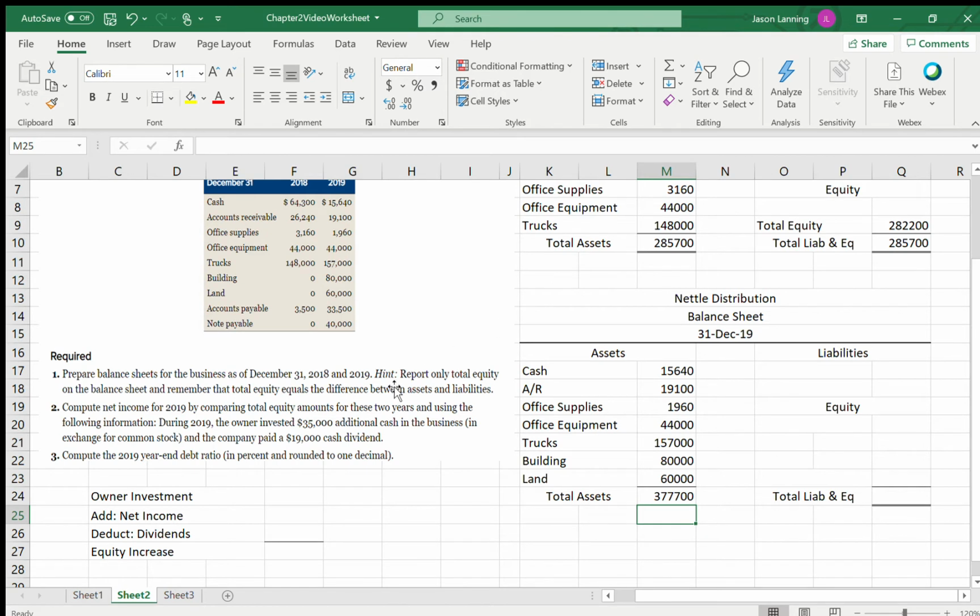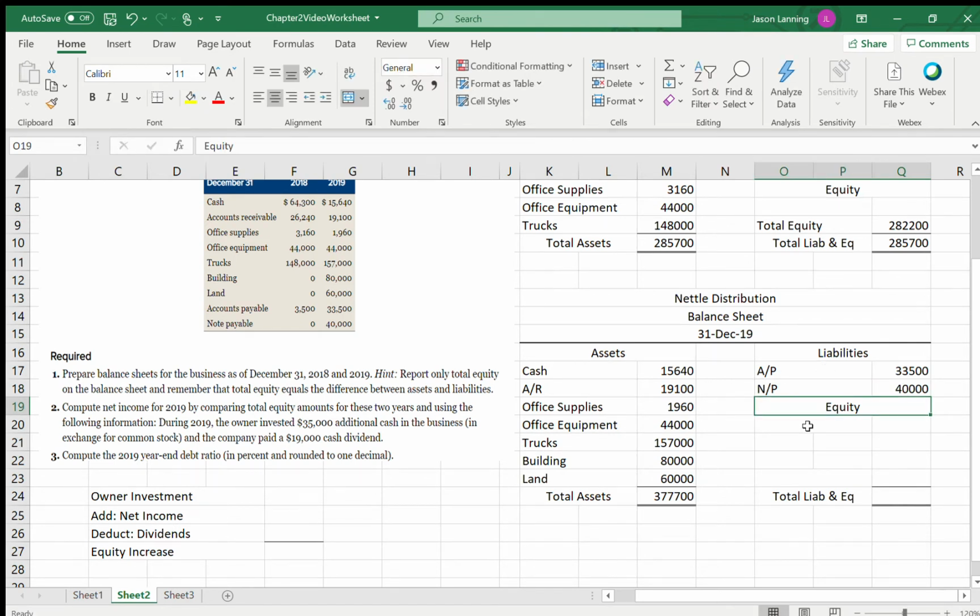Okay, so now let's look at liabilities that we have here for 2019. We have accounts payable. That's a lot larger now. AP, accounts payable, and that is 33,500. And now we have also a note payable. So that's a liability as well. And I'll just abbreviate that with NP. And that's at 40,000.